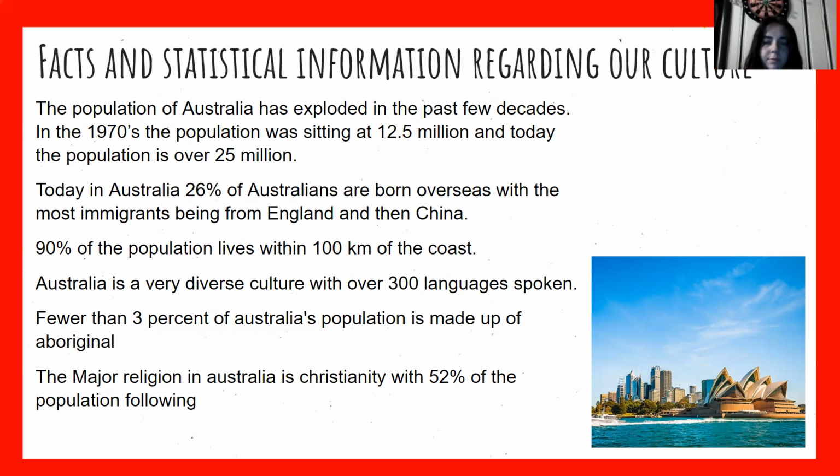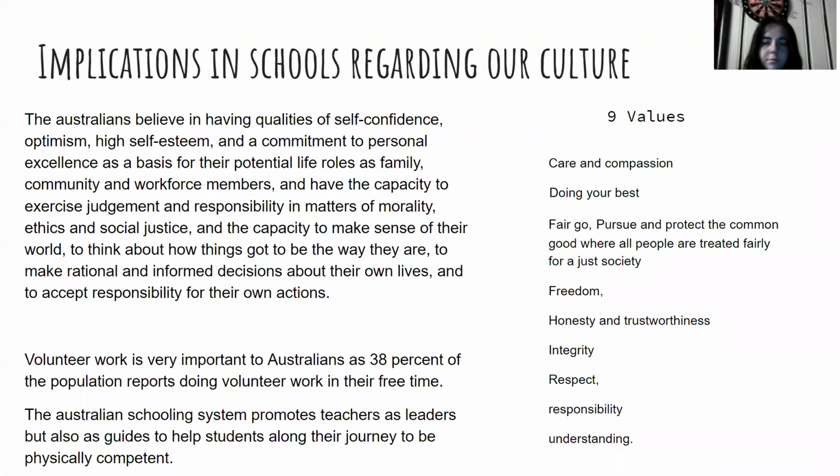The biggest religion in Australia is Christianity, with 52% of the population following. Nothing is really close. There are a lot of other smaller religions, but Christianity is definitely the biggest religion there.